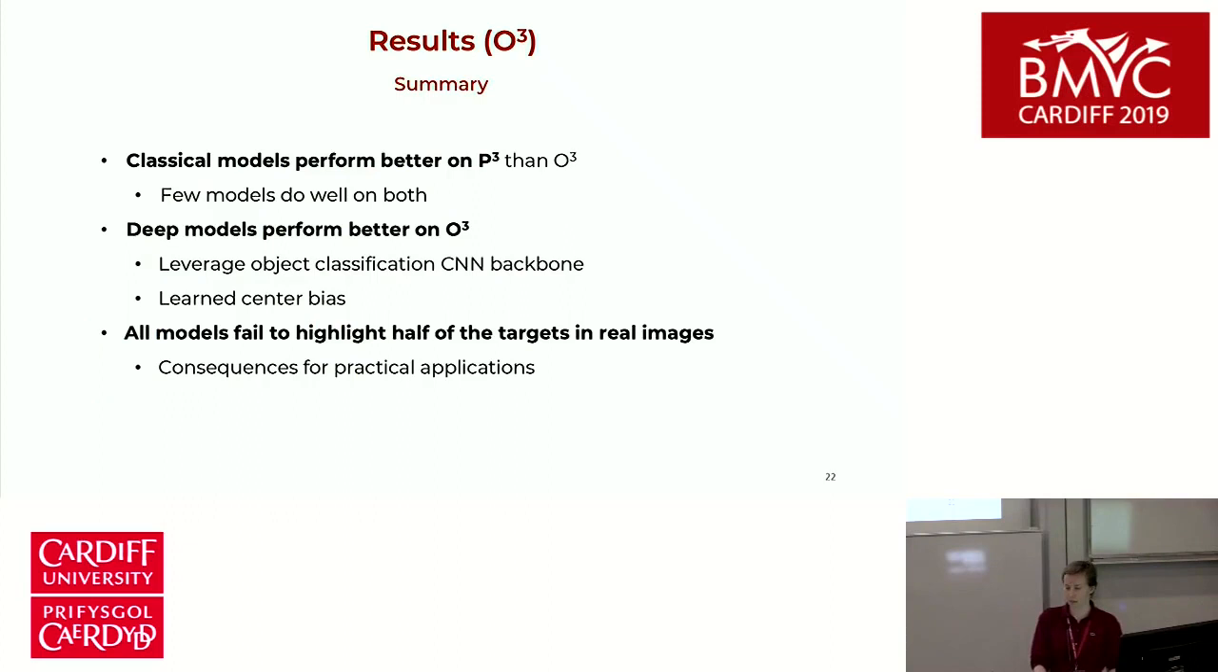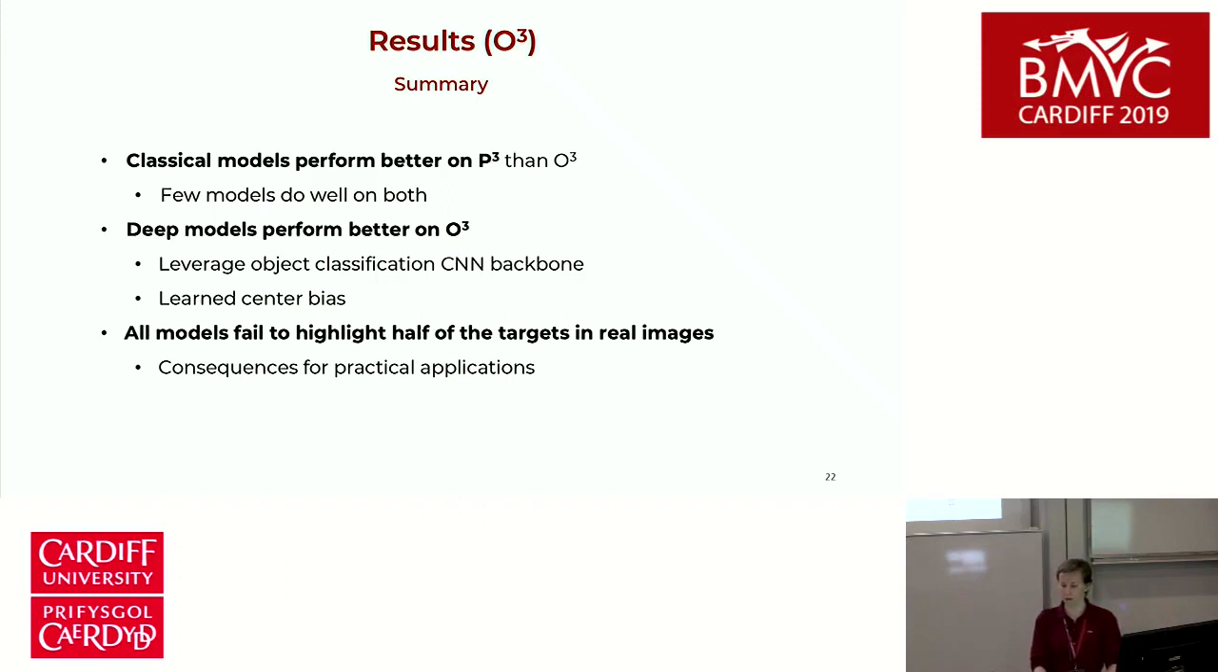So to sum it up, classical models generally perform better on P3 data than O3 data, and there are a couple of models that do well on both data sets. Deep models generally perform better on O3, but not by a huge margin. We think that there are a couple of reasons for this. So one is that a lot of them use transfer learning from the object classification CNN backbones. So it might help on O3 data, which is regular objects. And also, O3 is a natural image data set, so it does have a significant center bias. And because these models learn it eventually, it helps as well.